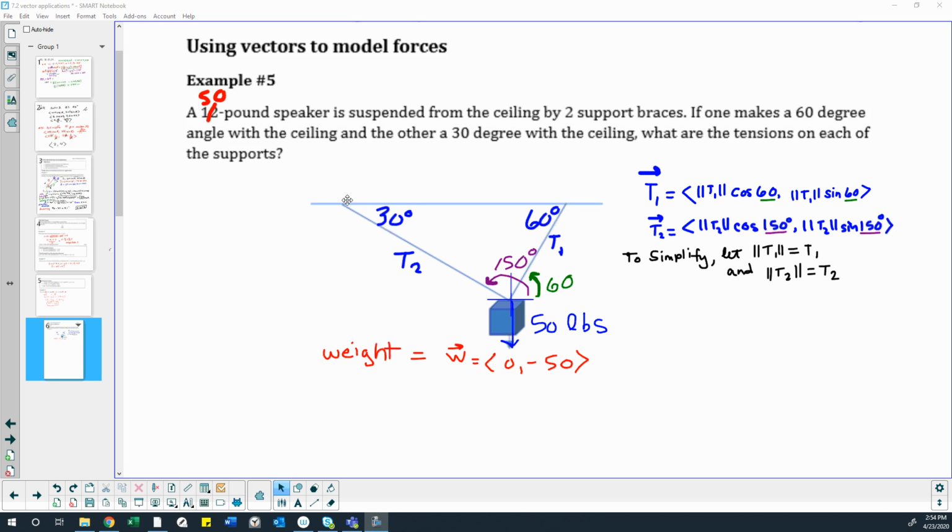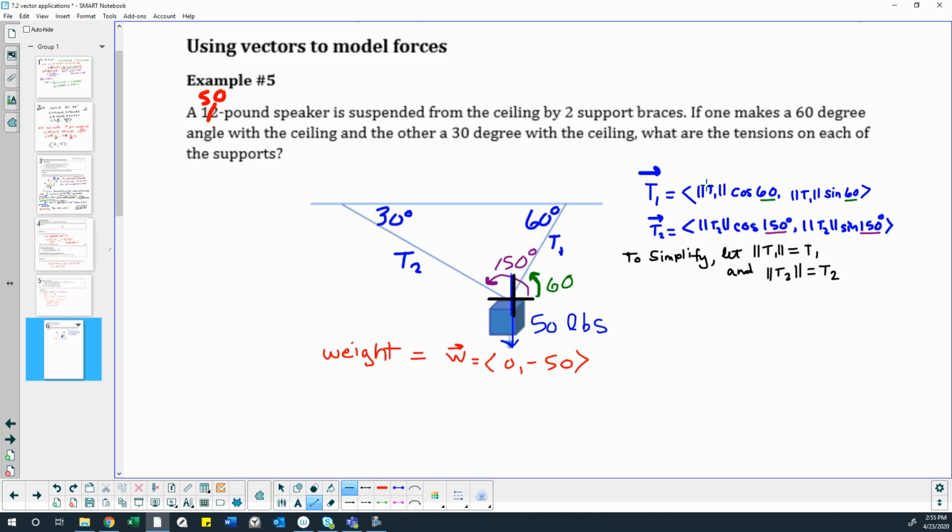So we're going to call this support T2, vector T2, and we're going to call this support vector T1. So if this is 60 degrees to the ceiling, then that would also be 60 degrees from the x-axis. If we do a little XY graph right here in the middle, and if this is 30 degrees to the ceiling, then this would be 150 degrees to that support from the x-axis. So those are the angles we're using in our component forms.